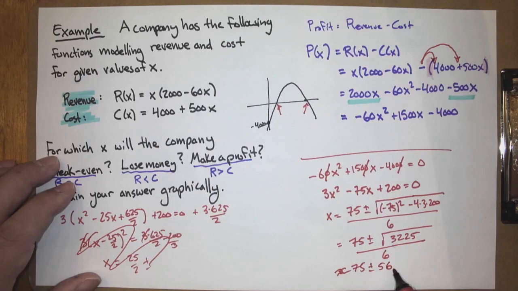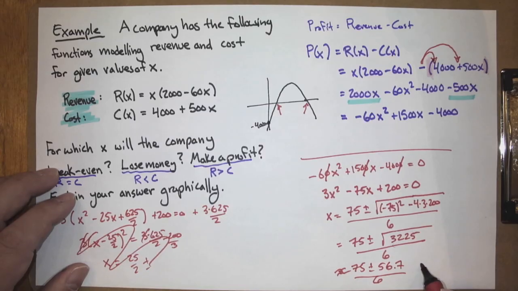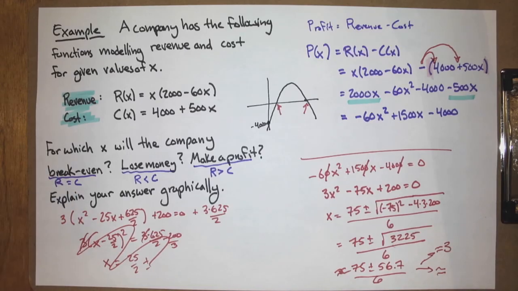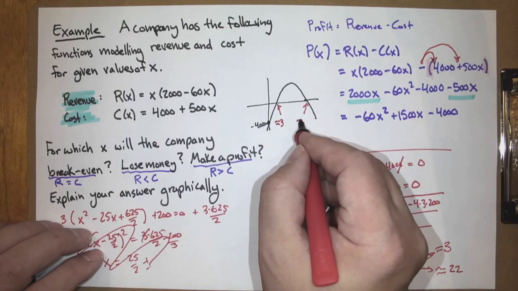Okay, approximately 75 plus or minus 56.7 over 6. 75 minus 56.7, that's like 18.3 divided by 6. So I think one of our things will be approximately 3. And another one, 75 plus 56.7, that's 131, almost 132. Divide that by 6. That's about 22. Okay, so that says roughly 3, roughly 22.